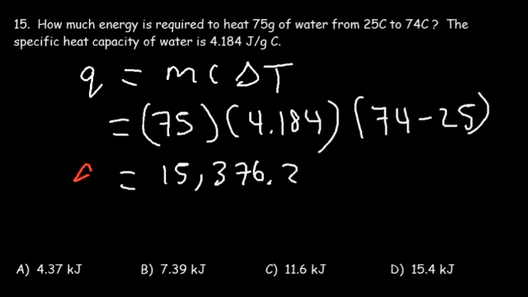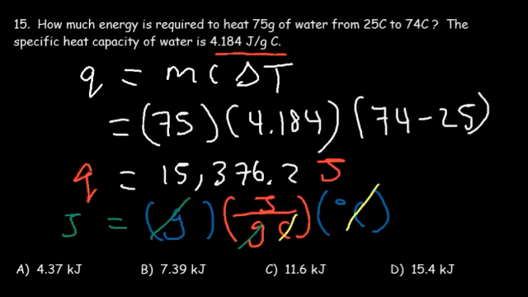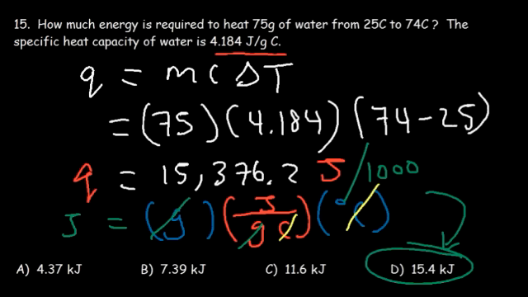Q is in joules because the specific heat capacity is in joules. If you look at the units, the mass is in grams, the specific heat capacity is joules per gram per Celsius, and the temperature is in Celsius. The temperature can also be in Kelvin, by the way, for this particular equation. The units Celsius will cancel and grams will cancel, and so Q is in joules. But notice that the answer is in kilojoules. So to convert joules into kilojoules, divide by 1,000. So you should get 15.4 kilojoules. So answer choice D is the correct answer.